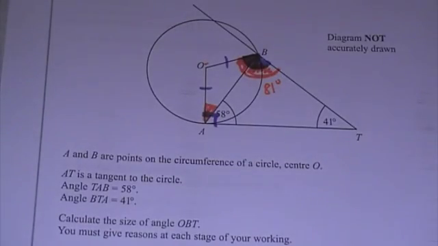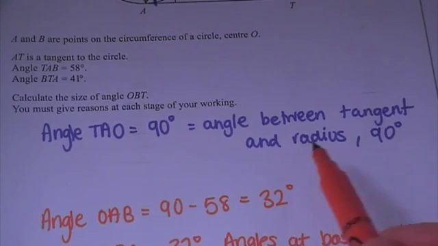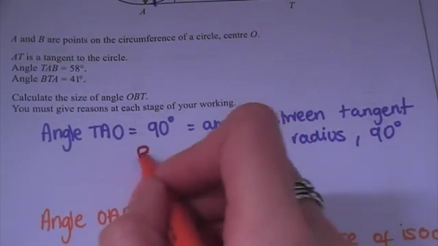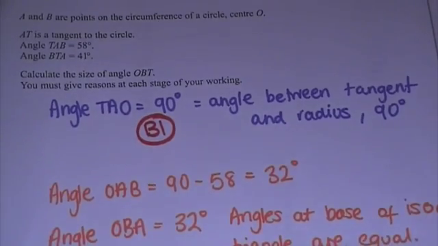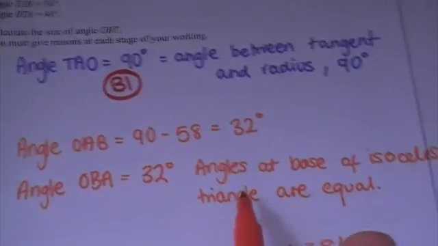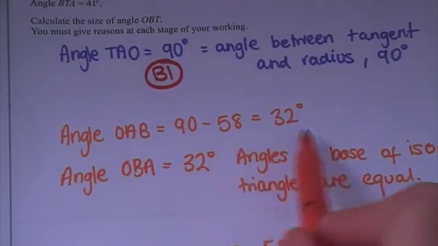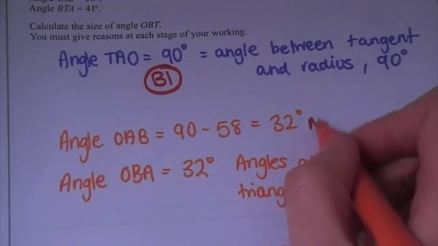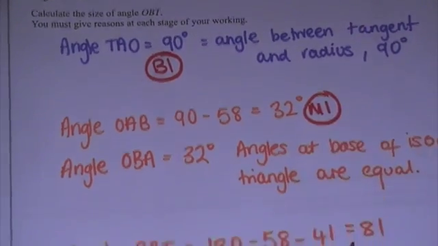So the mark scheme for question 14. You get your first working mark for stating angle between a tangent and radius is 90 degrees. Your second is a method mark for spotting angles at the base of an isosceles triangle equal, or for working out 90 minus 58 and getting 32. This question's out of 5 marks.